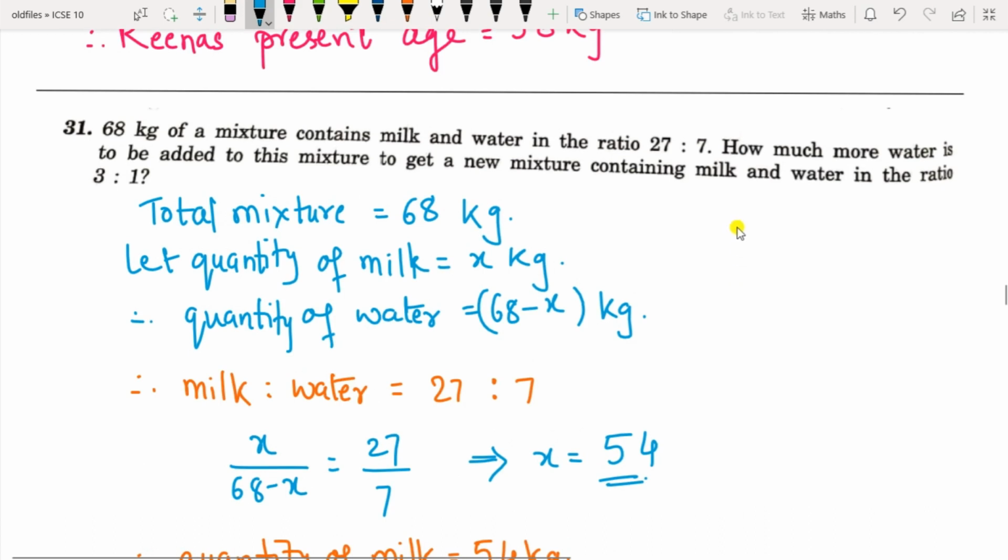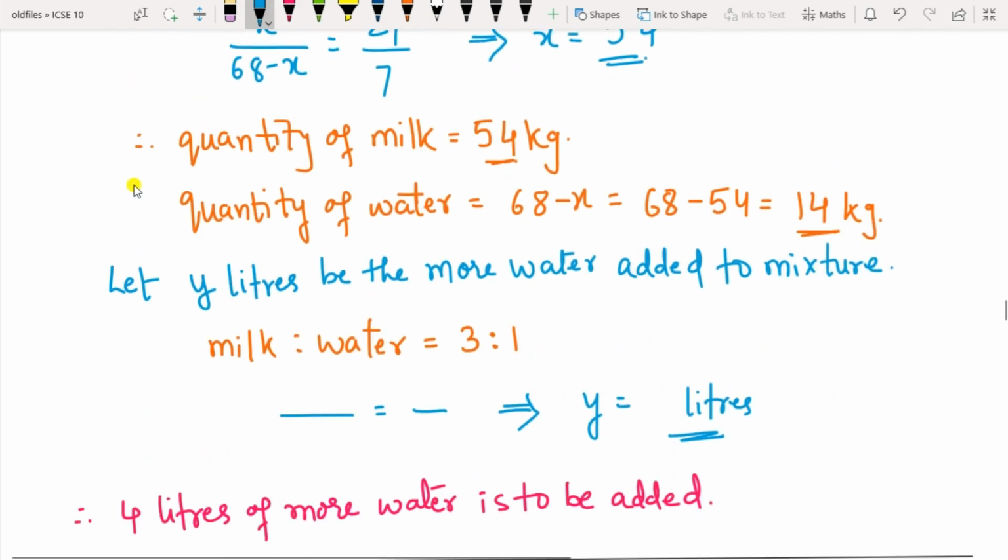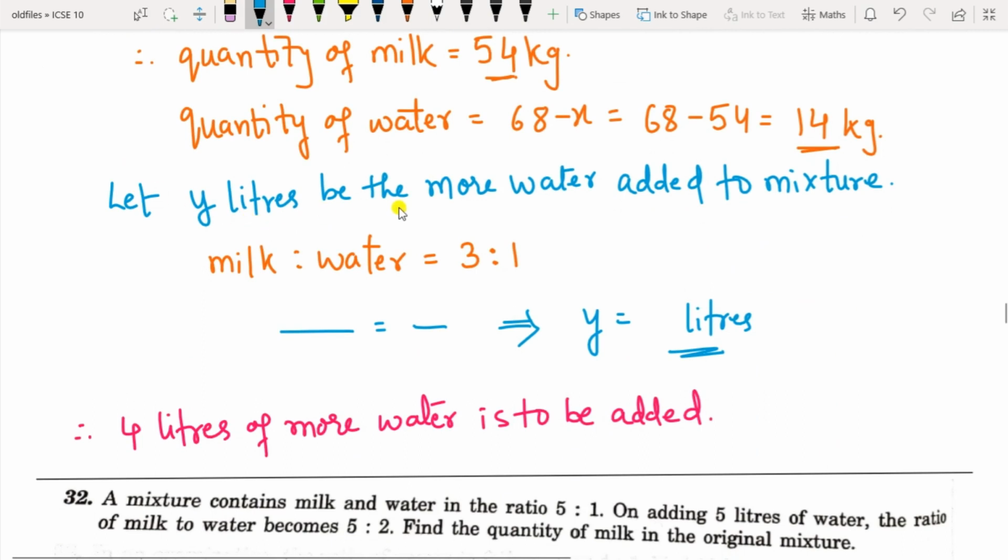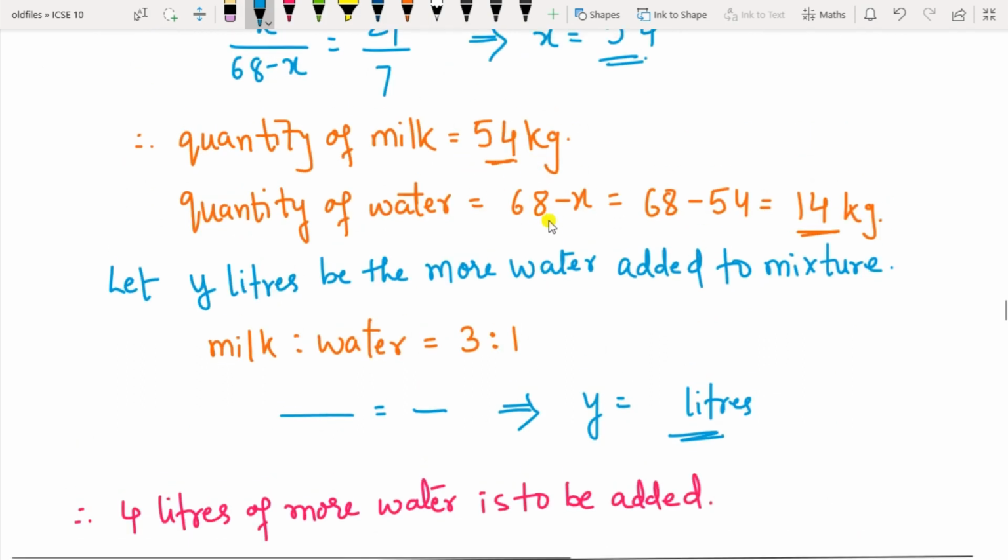Further, the question is written as, how much more water is to be added to this mixture to get a new mixture containing milk and water in the ratio 3:1? Now some more water is to be added. So let y liters of water be added. So milk to water is 3:1. Now we know the quantity of milk and water in the original mixture. So it was 54 for milk and 14 for water.